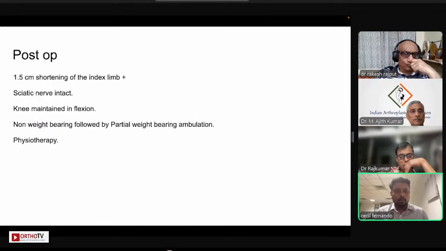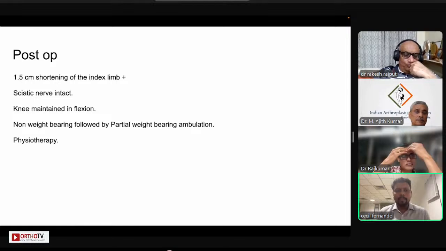Post-operatively, the patient had 1.5 centimeter shortening on the operative side, no foot drop, and the knee was maintained in flexion to prevent stretch of the sciatic nerve. Initially it was non-weight bearing for a period of 1 month, followed by partial weight bearing with ambulation with support. Physiotherapy mainly focusing on quadriceps strengthening and hip abductors was started post-op.